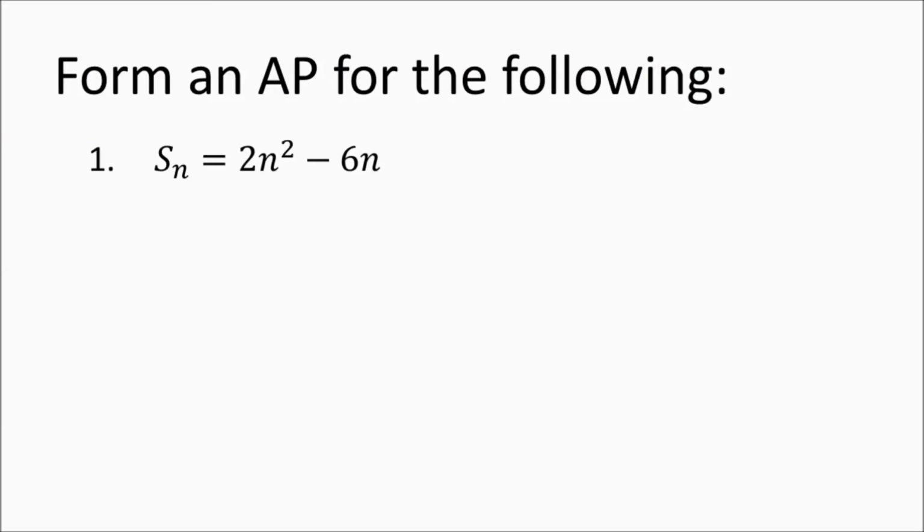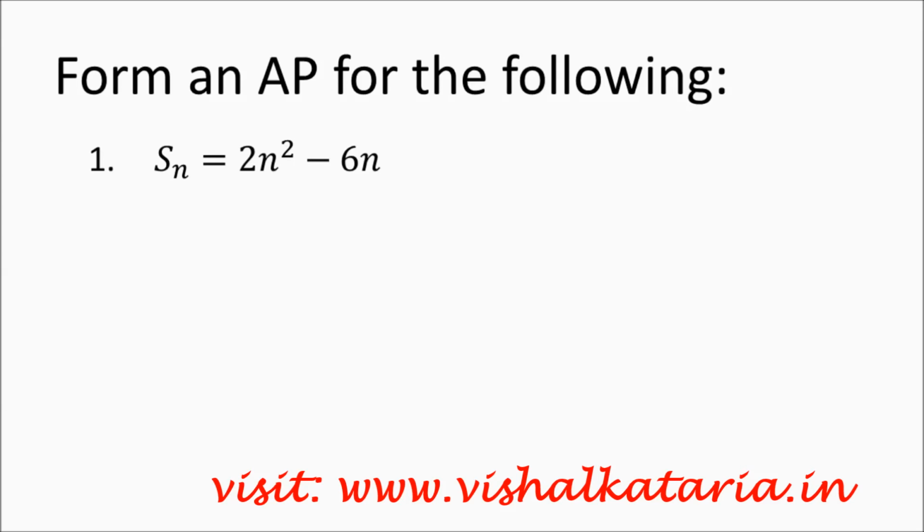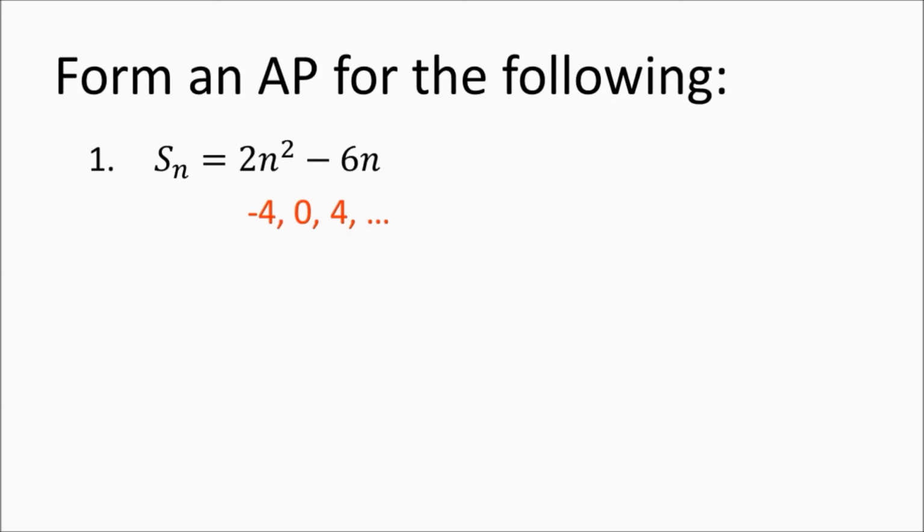Let's look into these examples. In the first example, Sn equals 2n square minus 6n. Yes, the RHS is quadratic and independent of a constant term, meaning it is associated with an arithmetic progression. If we put n equals 1, we will get minus 6 plus 2, which is minus 4. It means the first term is minus 4 and the coefficient of n square is 2. Twice of 2 is 4, meaning the common difference is 4. It means my arithmetic progression will be minus 4, 0, 4 and so on.